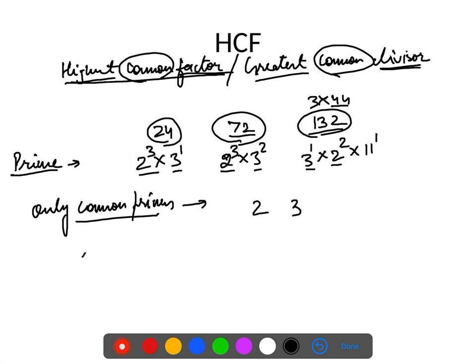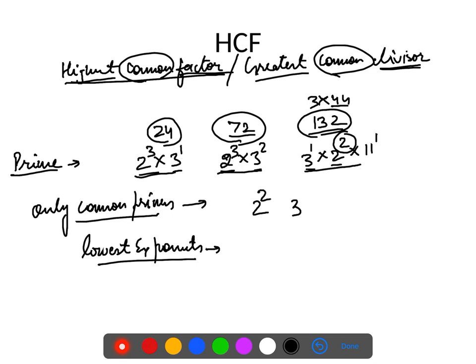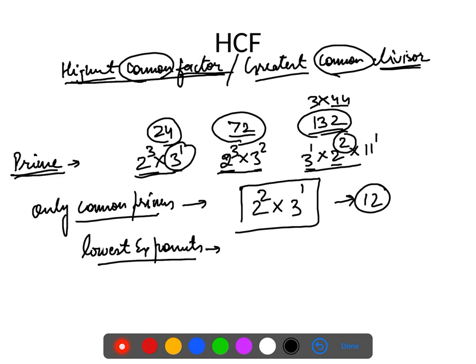Then take their lowest exponents. For example, for 2, the lowest is square. We don't have less than 2 exponent in any number. For 3, the minimum is 1. So 2 square into 3, which is 12. 12 becomes your HCF. So I repeat the process. First step, prime factorization. Second, pull out all the prime numbers which are common in all three and then take the lowest exponents. That's how we calculate HCF.